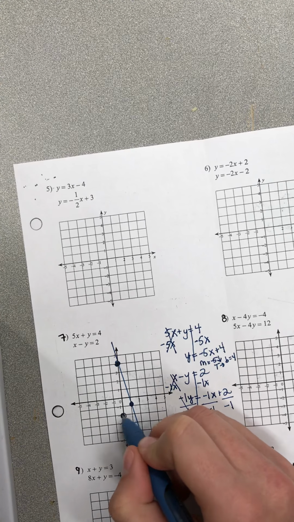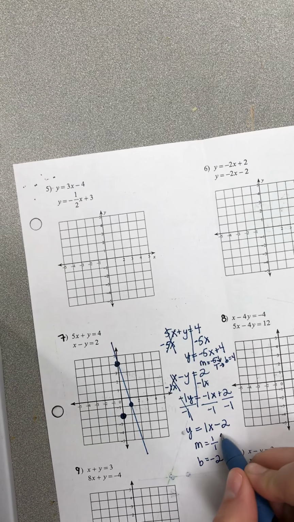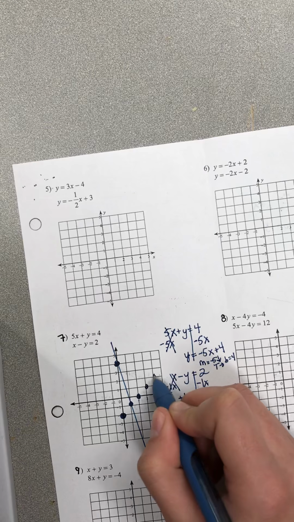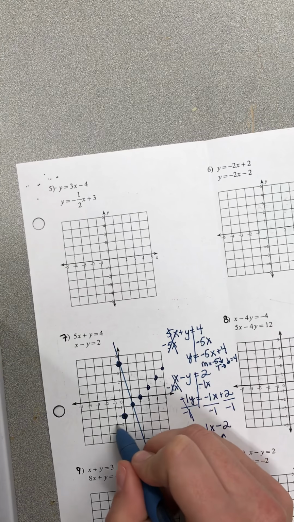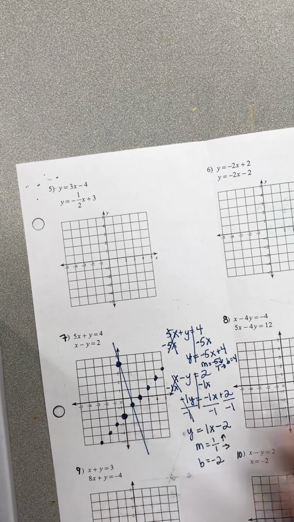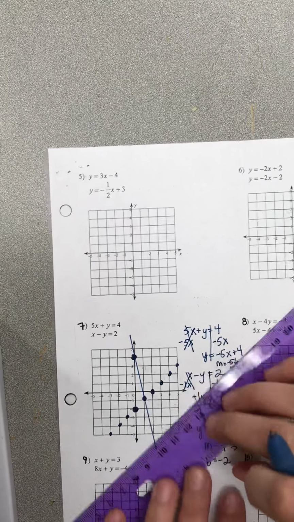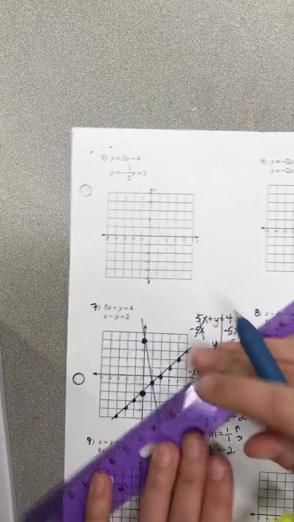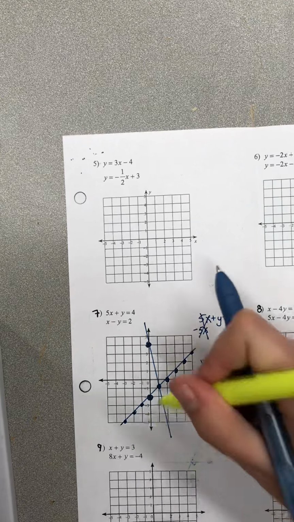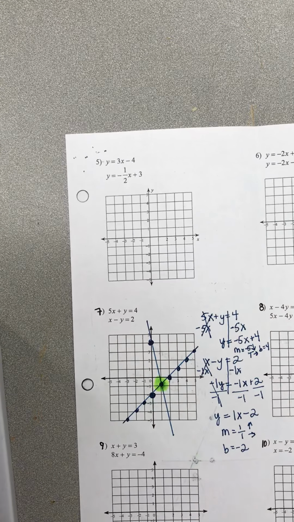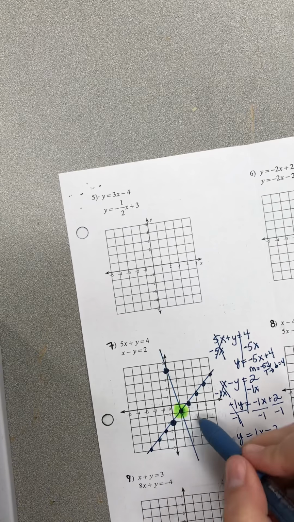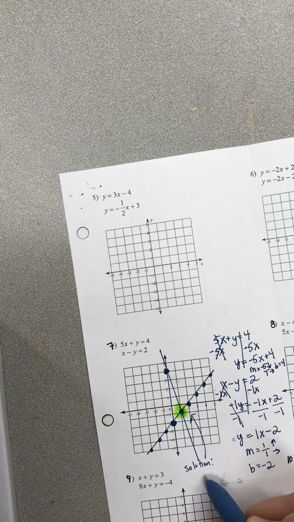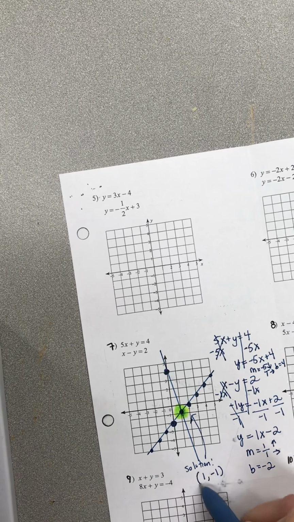So if I plot negative 2, my slope tells me to go up 1 and right 1. And you want to continue to go up 1 and right 1. The opposite of up and to the right is down and to the left. And the dots should connect at a very nice location. If they do not connect on a grid mark, then you probably made a mistake. Okay, so this is my solution, and my solution is 1 comma negative 1.